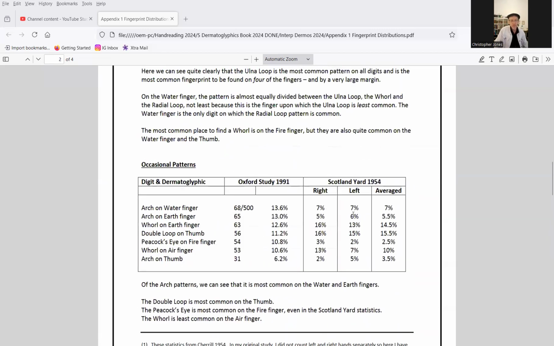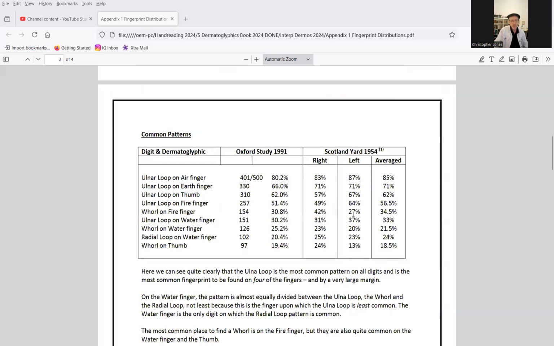So the only place where the radial loop is common is on the index finger. My statistics found it to be 20%. Scotland Yard says 24%. Beryl Hutchinson says 25%. So around 20 to 25% of index fingers will have a radial loop on them. And so when you come to looking at the radial loop, that's the only fingerprint pattern where we really know what it's about when it occurs on that finger.